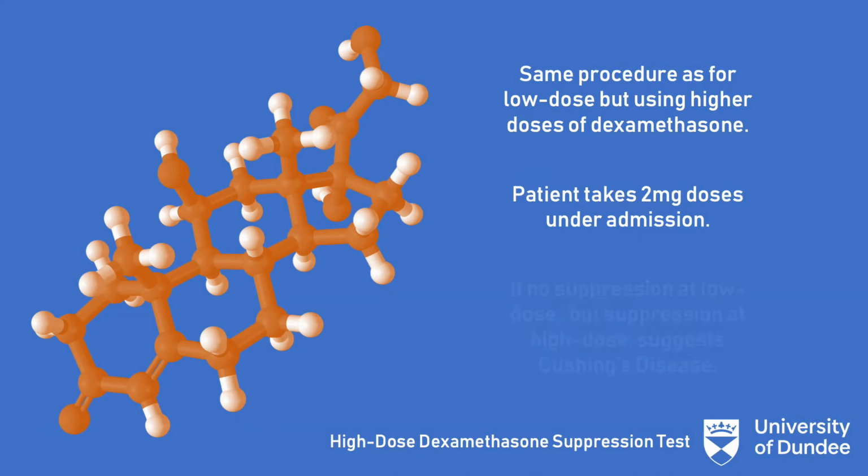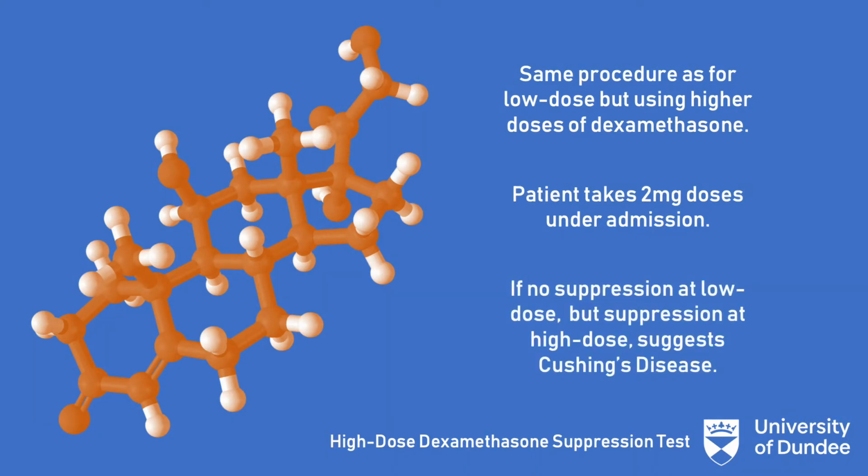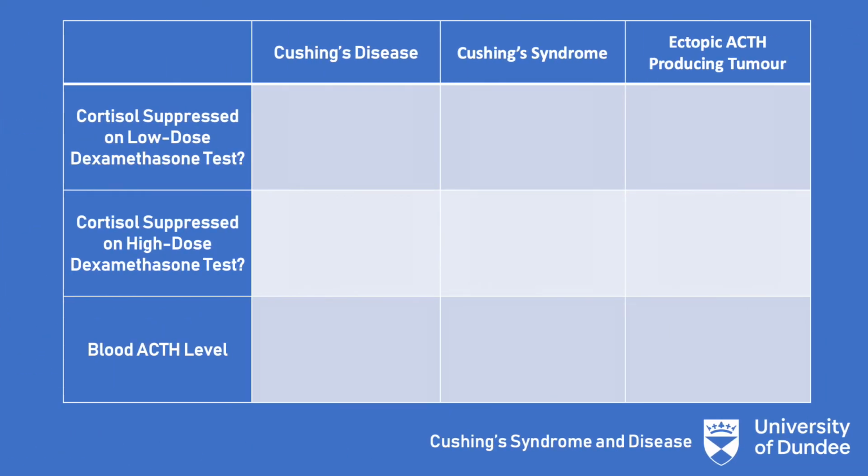If the cortisol level does not suppress at low dose, but does suppress at high dose, this suggests the pituitary still maintains some feedback control, and so this is more likely to be Cushing's disease. In these patients, the blood ACTH level can also be measured and will be normal to elevated. If a high dose does not suppress the level of cortisol, this is not likely to be Cushing's disease, as the cortisol is clearly being produced independently of the pituitary. In these cases, the ACTH level would be undetectable or low due to the excess cortisol suppressing the pituitary.